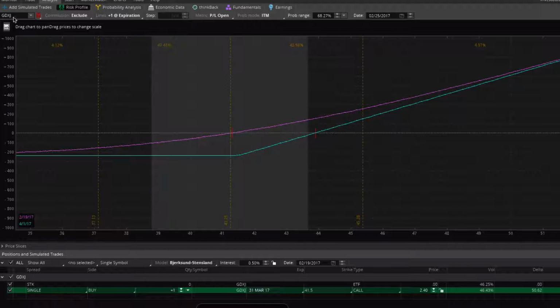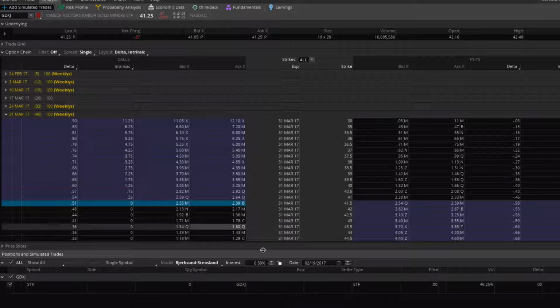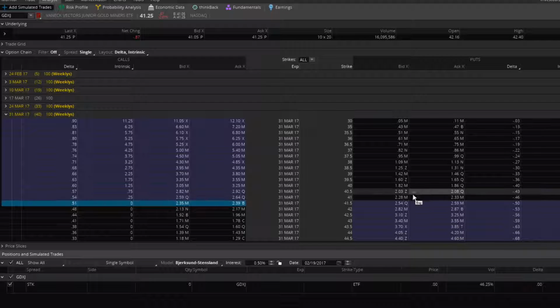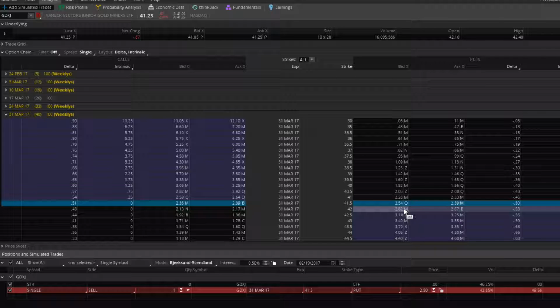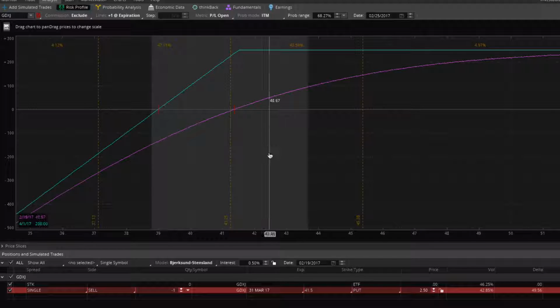So let's look at the flip side of this. What's the other bullish strategy we've learned? We've learned the selling of a put. So this bullish, buying a call, let's instead, we bought the 51 delta call, let's sell, we'll do right of the money, we'll sell the 50 delta put. So I just went to add simulated trade. I selected the bid for that put, and let's go to the risk profile.